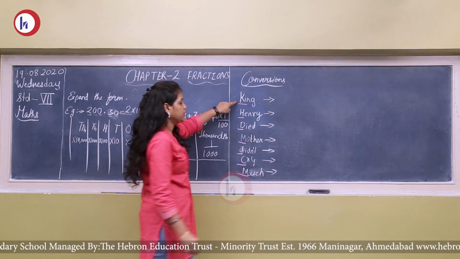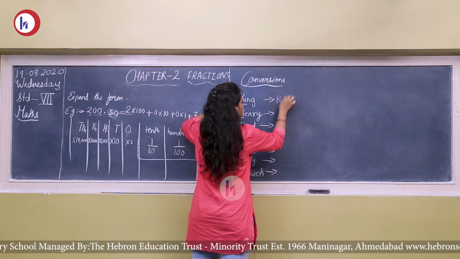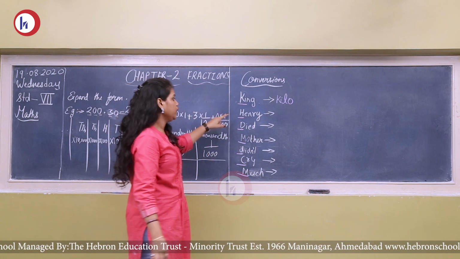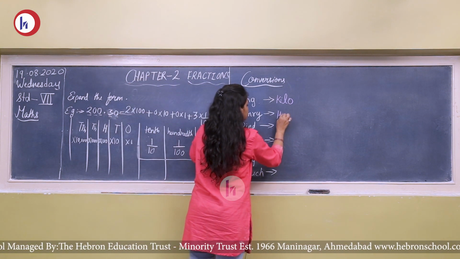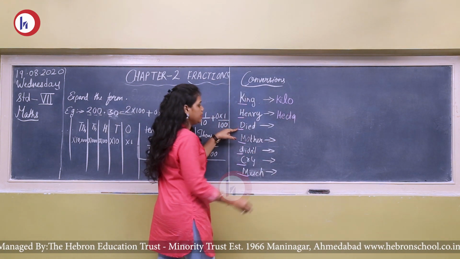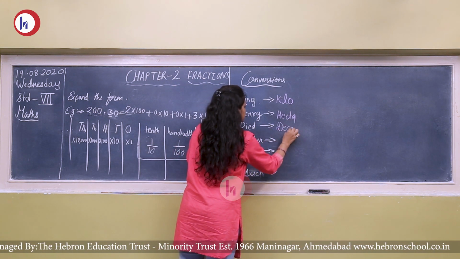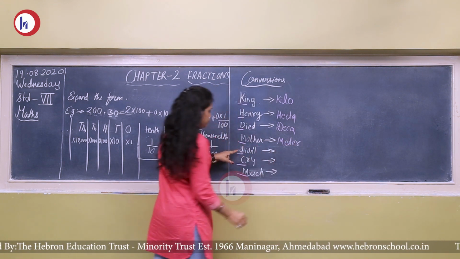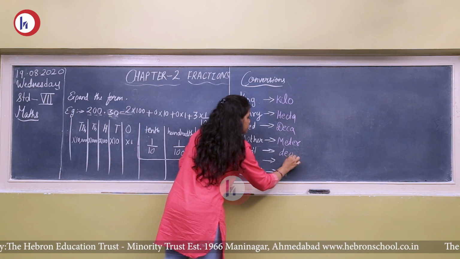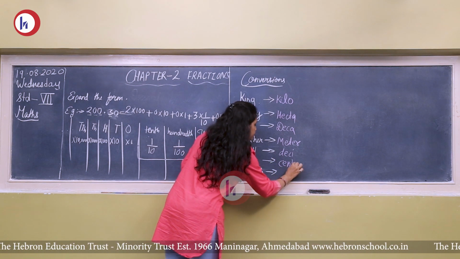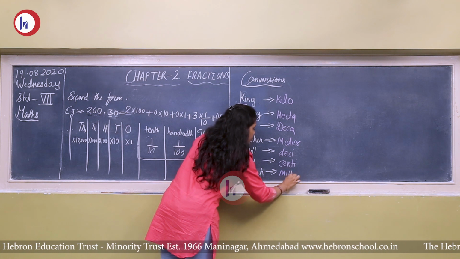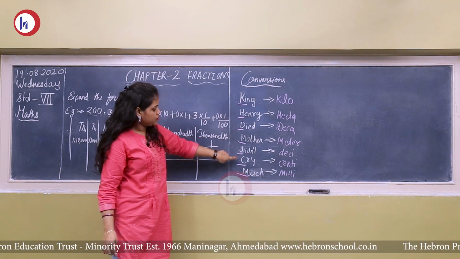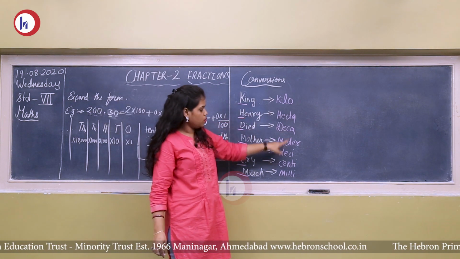So what does this mean? K means kilo. Now it can be kilometer, kilogram, okay. Second is hectare, then deca, then meter, then deci, centi, mil. So you have to remember this, and from this first alphabet you can remember all this.